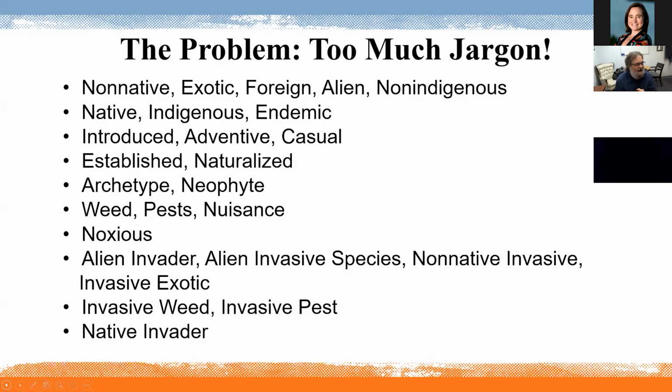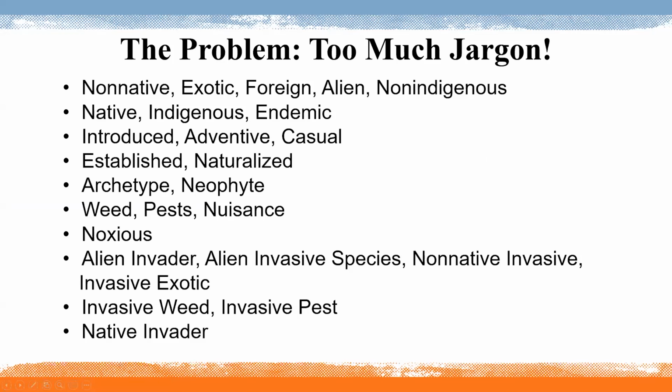The first line: non-native, exotic, foreign, alien, non-indigenous. Well, they all mean the same thing, right? Then we have native, indigenous, endemic. We have, I'll just go through established versus naturalized. If you get in the European literature about invasive species and plants, we have archeotypes and neophytes. We have weeds, pests, nuisance. The list goes on: native invader, invasive weed, invasive pest.